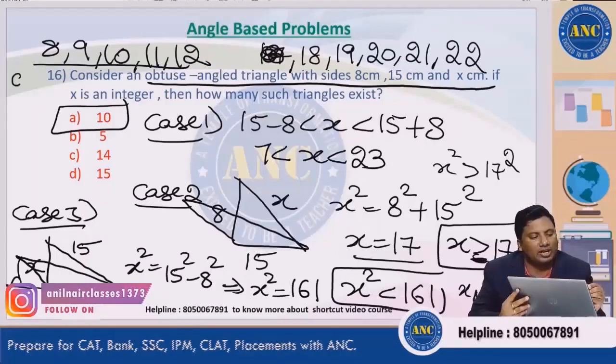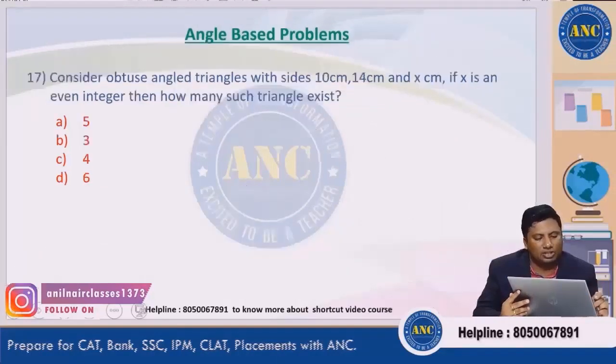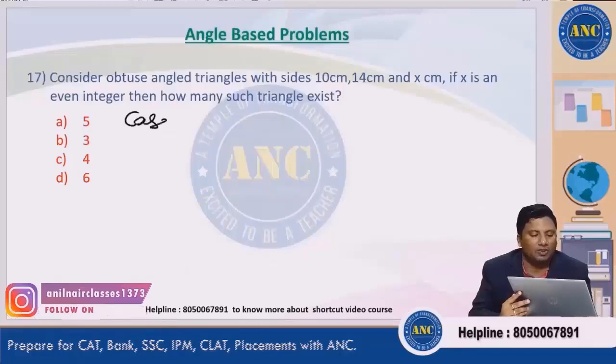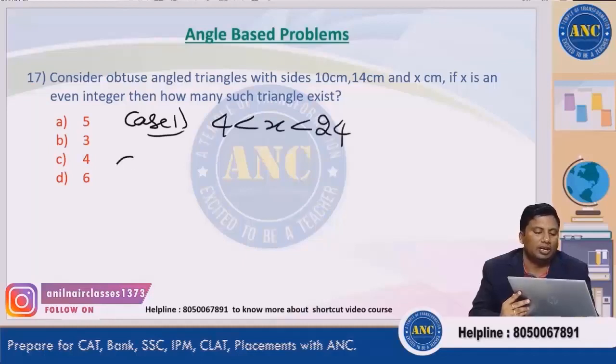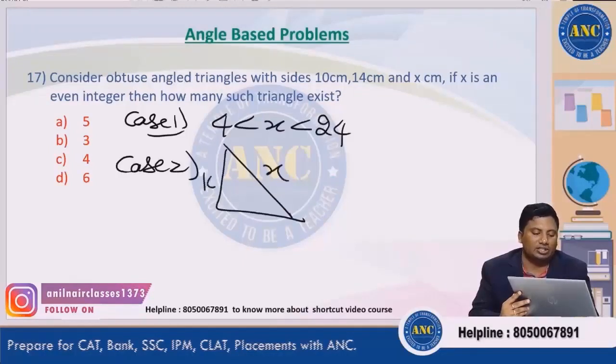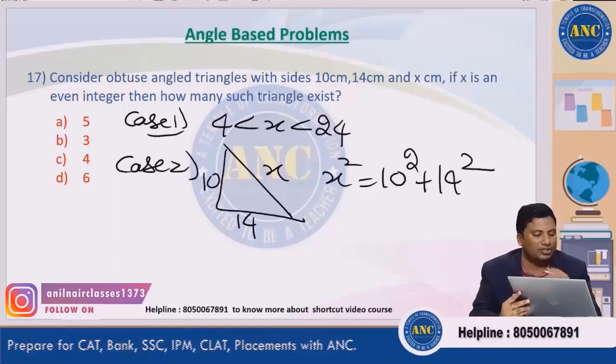This is an original CAT question. Acute, obtuse and right angled triangle. These questions are extremely important. This is a take home for you. Case 1 will be 4 less than x less than 24. Case 2 will be x is the largest side, 10 and 14. This is an age-old quant question, 10 square plus 14 square.